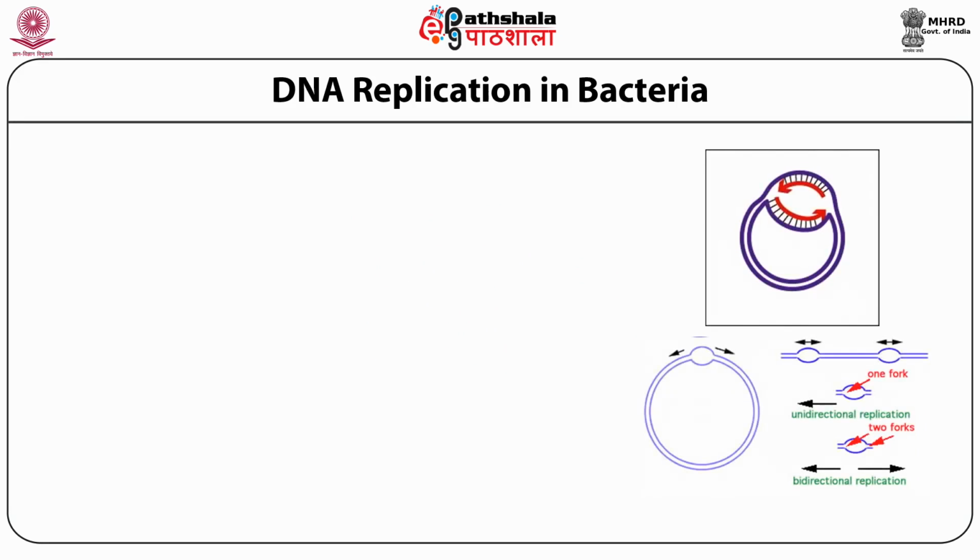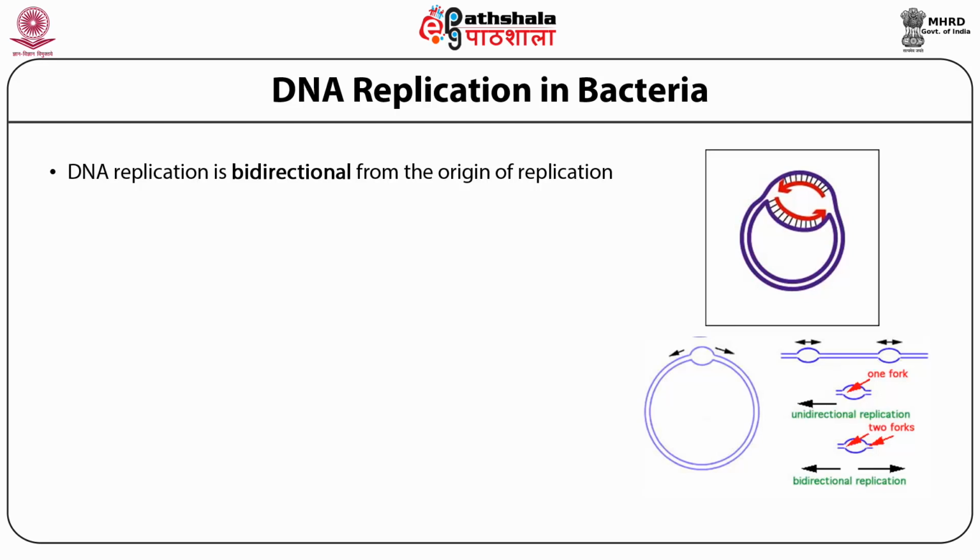As you can see in the figure, there is a bubble which is created at the origin which separates the double-stranded DNA into single-stranded. The ends of the replication bubble are called replication forks. As you can see from the figure, DNA replication is bidirectional from the origin of replication. What does that mean, bidirectional? Meaning at each replication fork you will have two strands which are being formed, one using the top strand as the template, one using the bottom strand as the template.